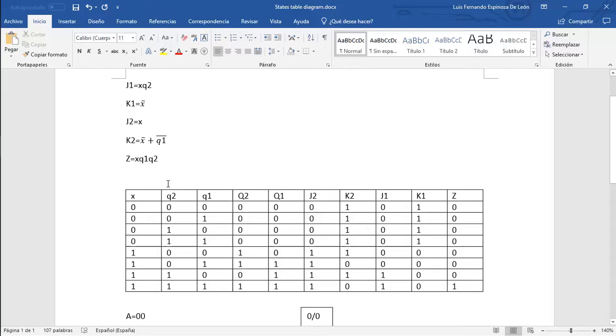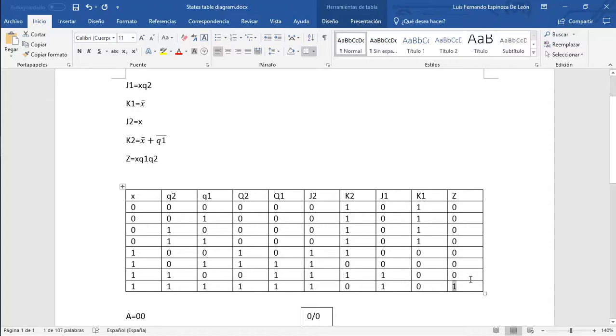So we can see here that all the outputs of our zeta are going to be zero until X, Q2 and Q1 are all equal to one. So just in that case, our zeta will be equal to one.